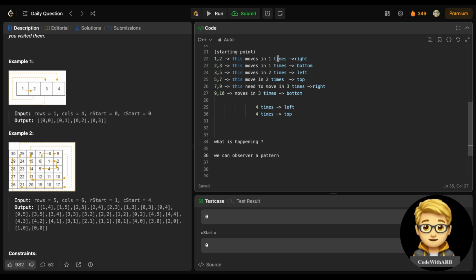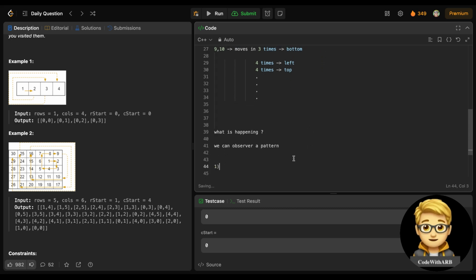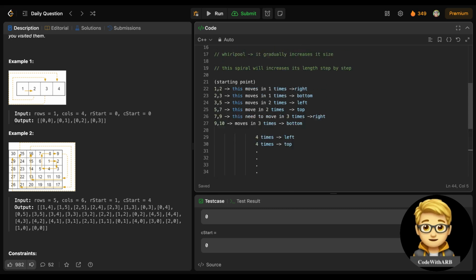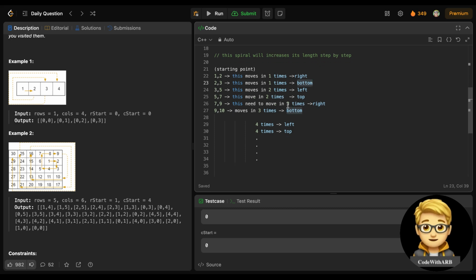It is something like: right and bottom one time, left and top two times, again right and bottom three times, again left and top four times, and so on and on. So what is the pattern? For each and every direction, I need to move one time and then stop. It is just like that.